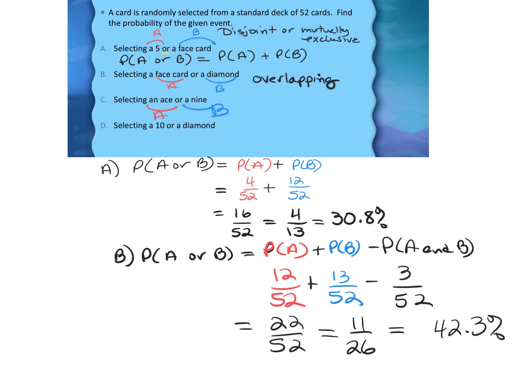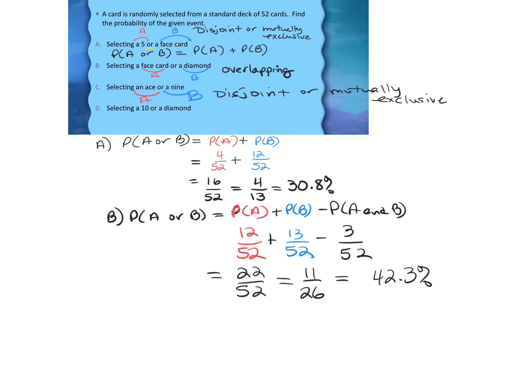Notice there's nothing in common when I'm doing event A and B. So these are going to be disjoint or mutually exclusive. So this is going to be the same as example A there. These are disjoint or mutually exclusive. Either word, they mean the same thing. All it means is there is no overlap here.